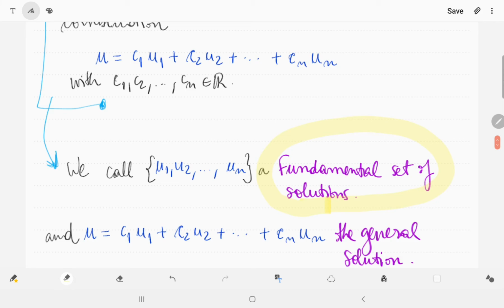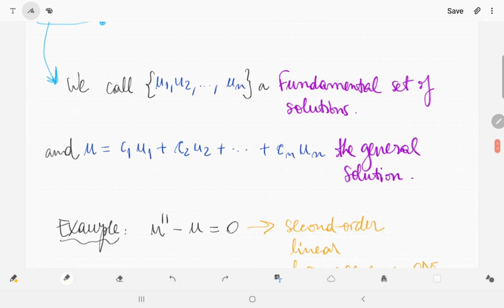I don't know if you remember that I was using the word essential before. How many essential solutions does this equation have? Well, maybe essential wasn't the right word, because we are using fundamental set of solutions. And any linear combination of these n solutions, we call the general solution of the linear homogeneous equation. Okay, let's see an example trying to fix these ideas that we just saw.